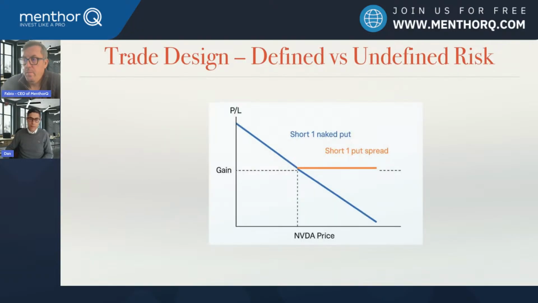So if you have a naked put, you can basically make 100%, but it can go really, really down. If you have a put spread, basically your loss is capped, but also your gains are capped.